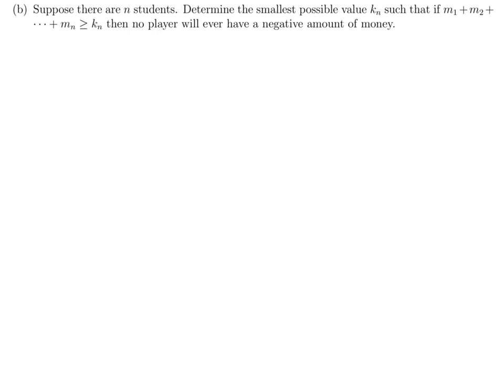Suppose there are n students. Determine the smallest possible value kn such that m1 plus m2 dot dot dot mn is greater than or equal to kn. Then no player will ever have a negative amount of money. All right. So let's say you have n players, and therefore we will have all these guys: m1, m2, m3, dot dot dot, all the way till mn.